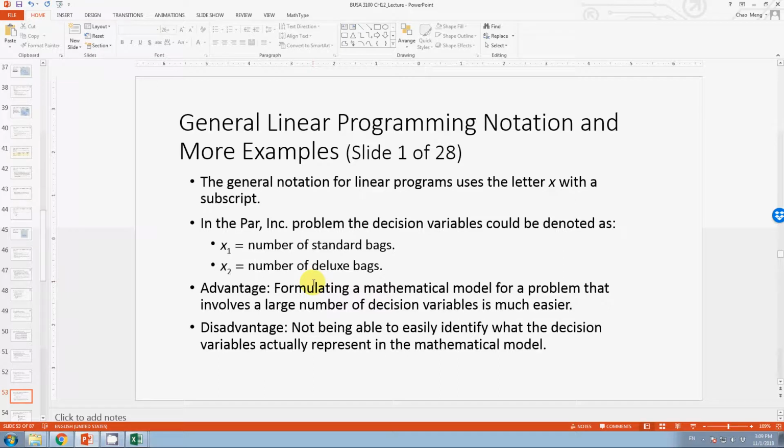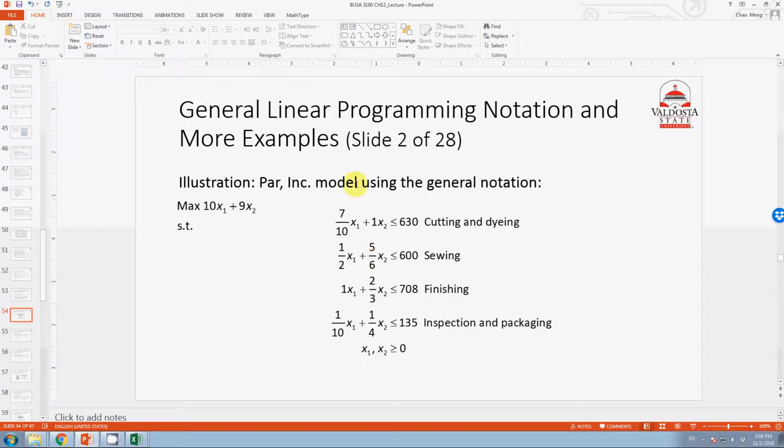Okay. One disadvantage is that if we use X1 and X2, you cannot easily tell what the decision variable means. If you use S, you know, okay, this is about the standard bags. But if you use a general term, we don't know what that means. So if we use a general term, this is what the model will look like. We still have the objective function and the constraints and so on. We are just using different notations.